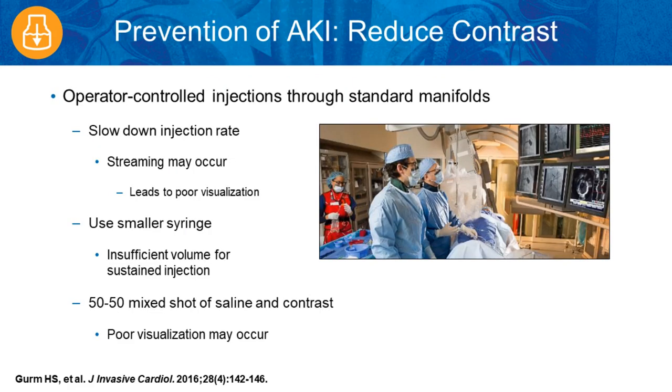Now, what are some of the strategies that we can use to reduce contrast volume in the cath lab? Certainly, we can slow down the injection rate, use smaller syringes, mix saline and contrast, but these are not predictable methods of reducing contrast volume, and we don't want to impair visualization of the vessel as we're working on it.